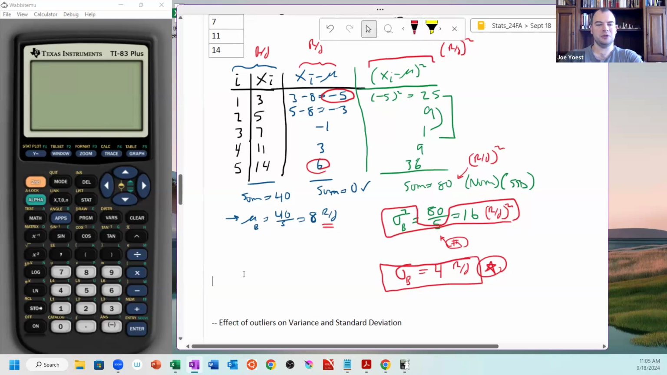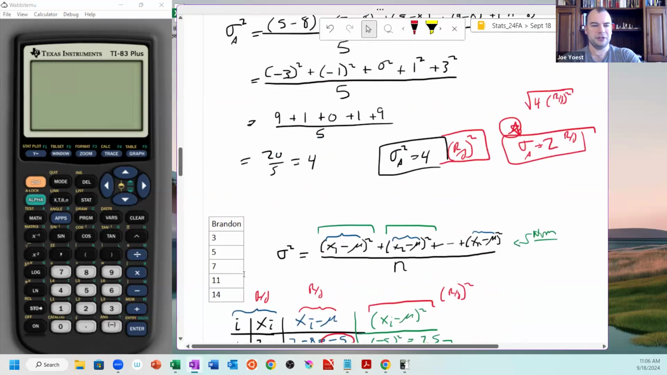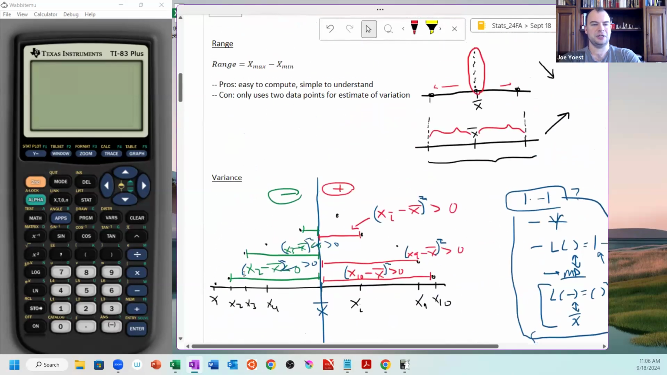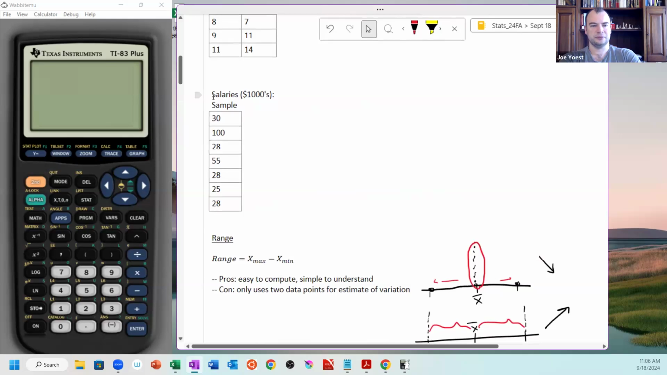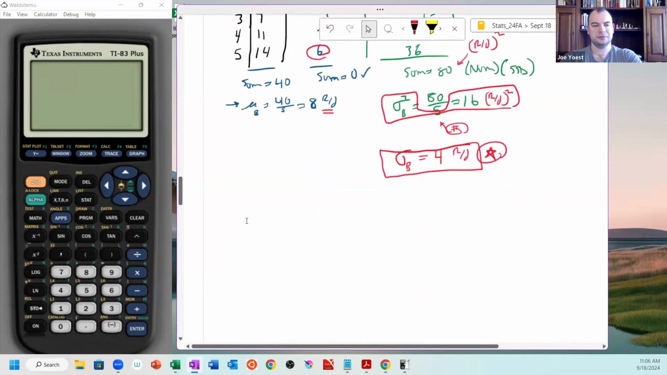So like I said, a lot of moving pieces, a lot of stuff going on here. But after you do this a handful of times, it gets easier. Okay, let's bring down our salary data.